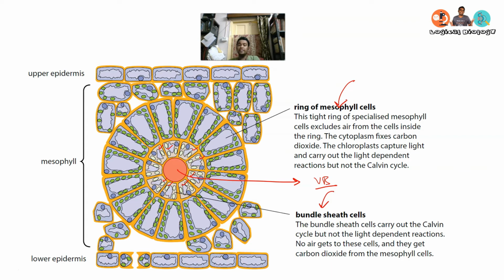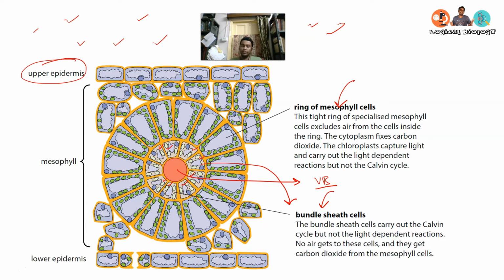So if you see, these bundle sheath cells are actually away from the environment. So where is the environment? Environment will be here. This is where you can see the environment, because this is the upper epidermis. So this is definitely the environment, right? And this is the location of the bundle sheath cells. So they are pretty far away from the atmosphere. So one good thing is they are not in touch with the atmosphere. This is one thing. Second, the problem still is there.